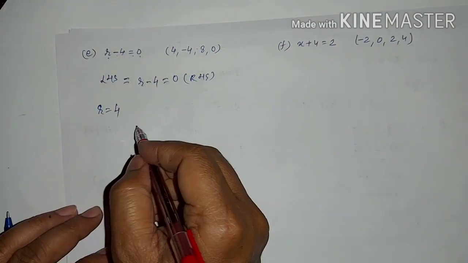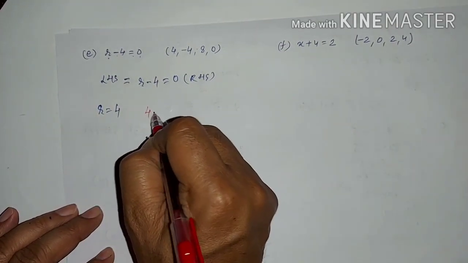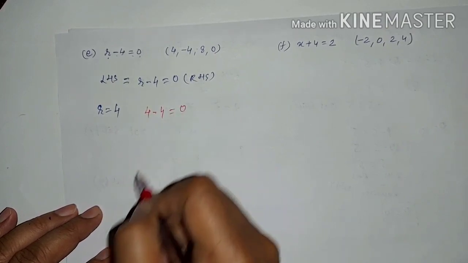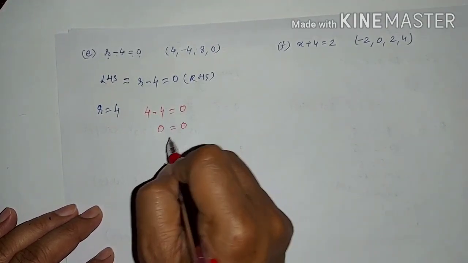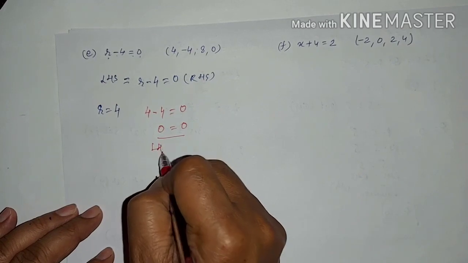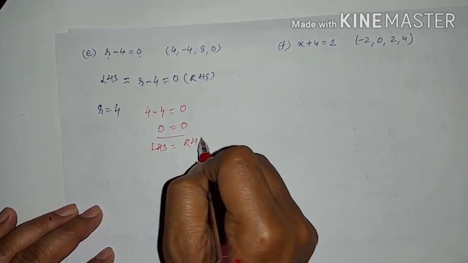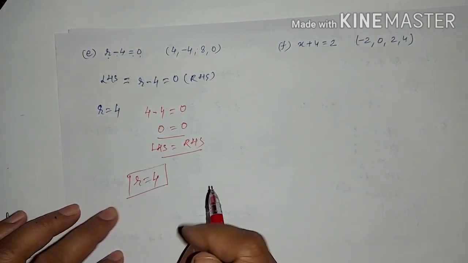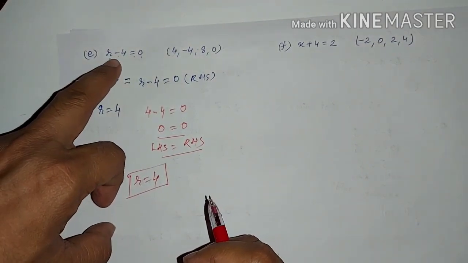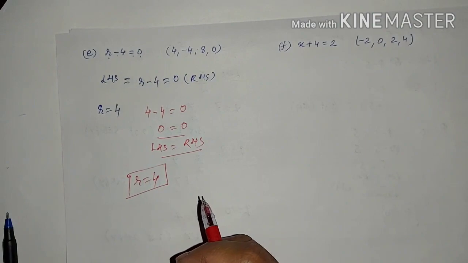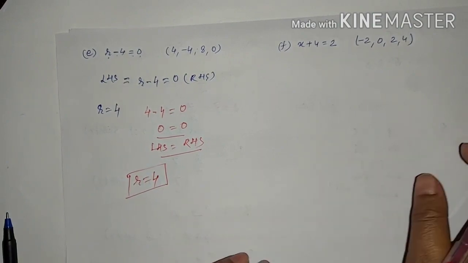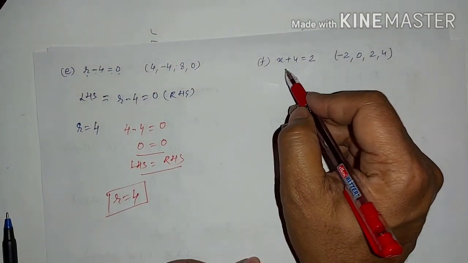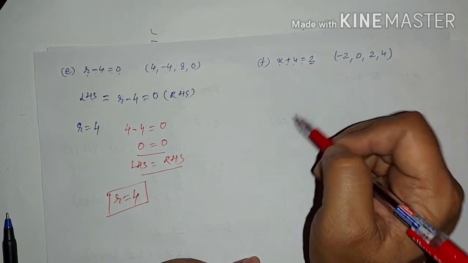Okay, r value is 4, means 4 minus 4 is equal to 0. So 0 is equal to 0. It means the left hand side is equal to the right hand side, which means r value 4 satisfies the given equation r minus 4 is equal to 0. Next is additions. X plus 4 is equal to 2.